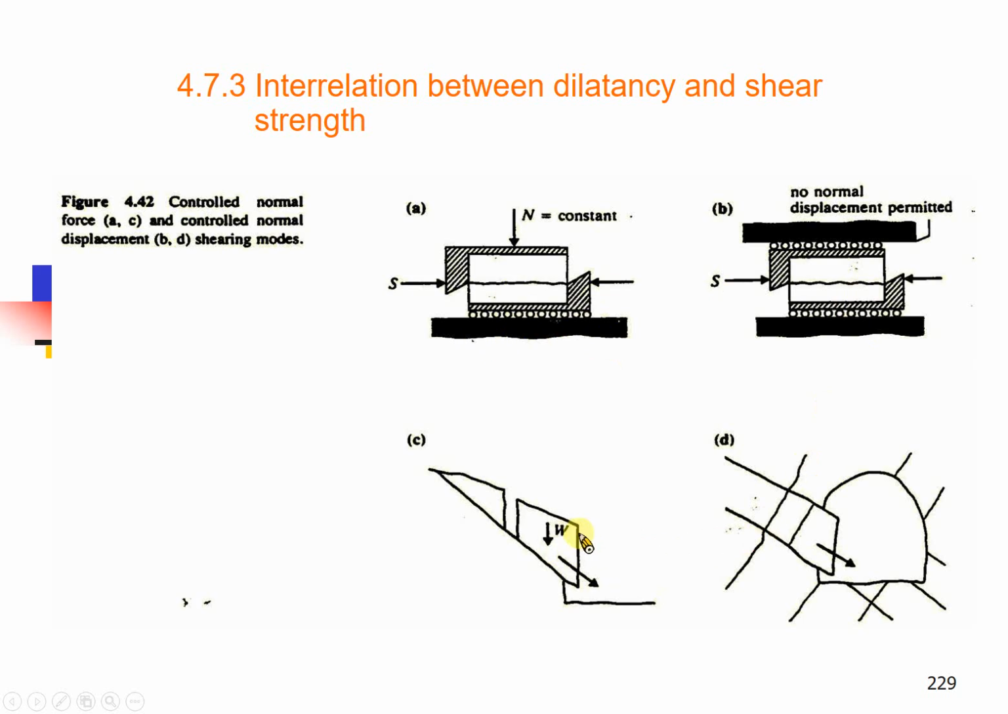If you have a rock bolt applied here, then when the block tries to slide down, you will have a certain displacement. It's not really constant load. It's not really the constrained normal displacement. It will be in between. During this kind of test, you will have a testing condition with the so-called constant stiffness.